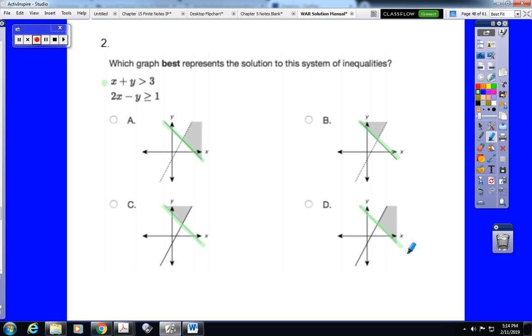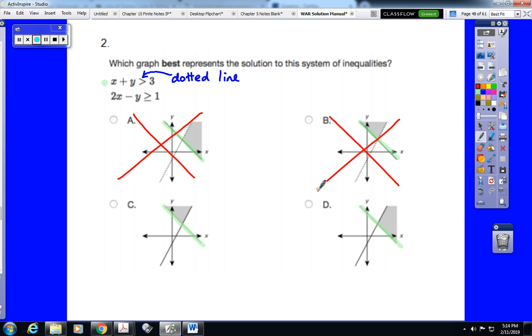So we just have to determine, is that supposed to be solid or dotted? Well, look at the sign. Greater than means it should be a dotted line. So right away, the only answers that should survive your initial answer eliminator tool: A cannot be the answer and B cannot be the answer, because in both cases, they're showing that line as a solid line.